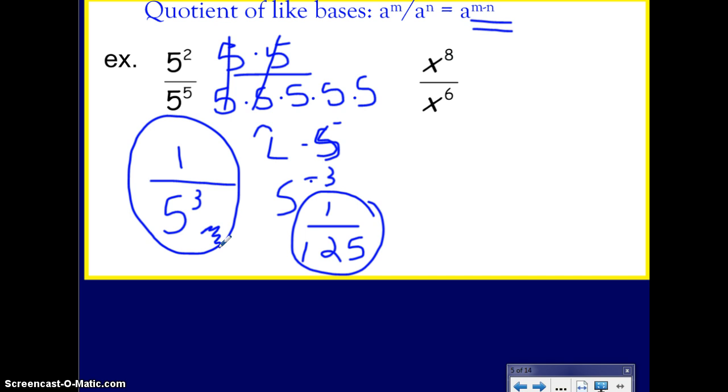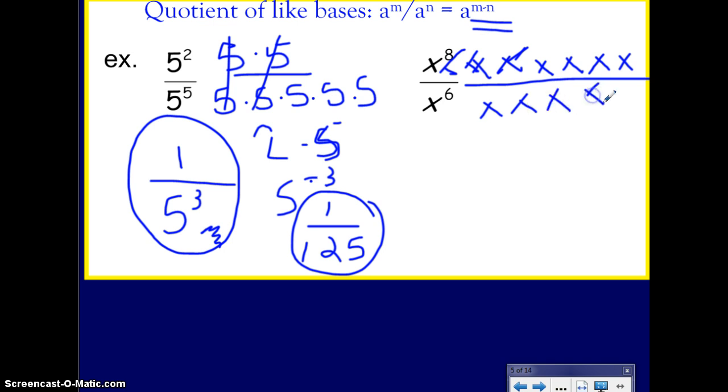Go ahead and pause the video again, try it for a minute, and then when you're ready, we'll go through it. Okay, x to the 8th power. We have 8 of them. I don't know if I have enough room for 8 of them, but we'll try. 4, 5, 6, 7, 8. That looks horrible. That's okay. And then 6 more on the bottom. 1, 2, 3, 4, 5, 6.